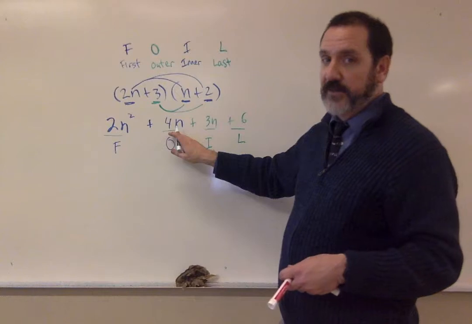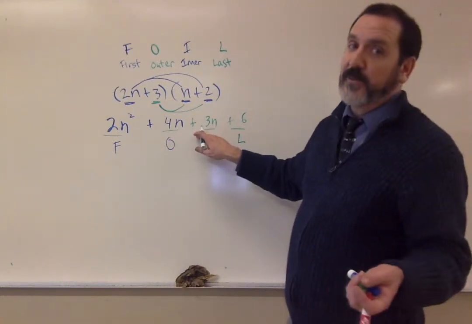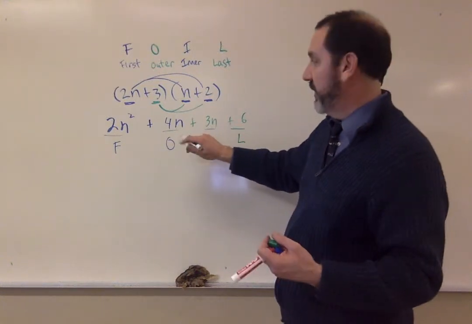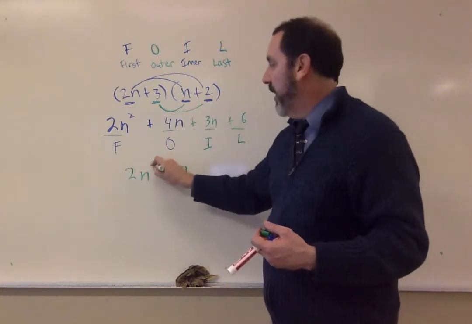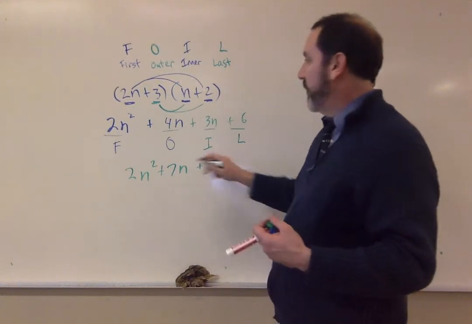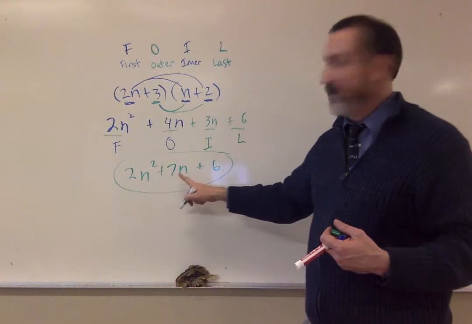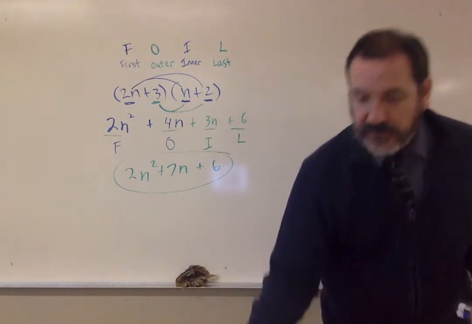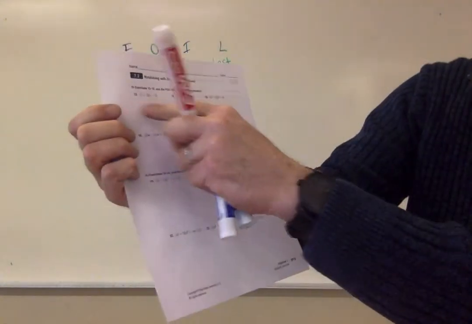Now again, you're going to have some like terms, 4n plus 3n. You don't always get like terms multiplying binomials, but when you do, you want to simplify and combine those like terms. So 4n plus 3n makes 7n. So here we go. Once again, 2n plus 3 times n plus 2. If you multiply everything out, it can be simplified into the standard form: 2n squared plus 7n plus 6. That's FOIL.